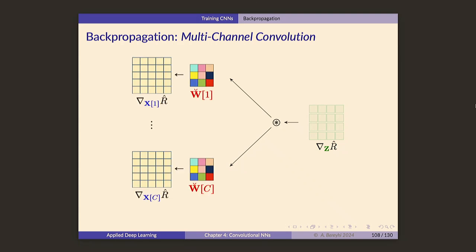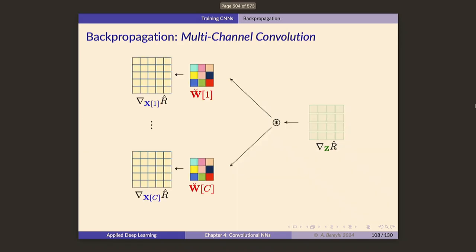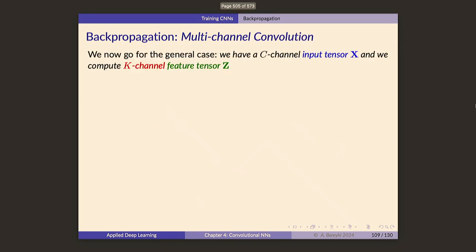And this was simply the diagram of what we had before. So this gradient, you are going to convolve it with every single filter reversed, and then you're going to get the input gradient. So just the reverse action. And the last thing that I want to do is that I want to think about the C channel input, K channel at the output.